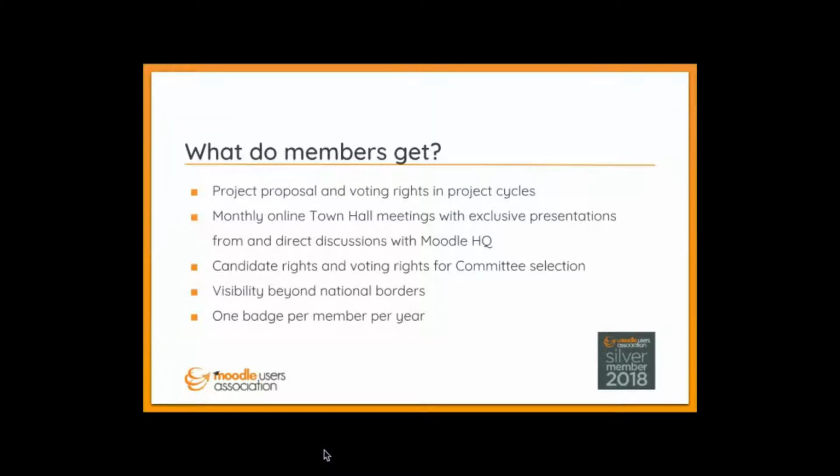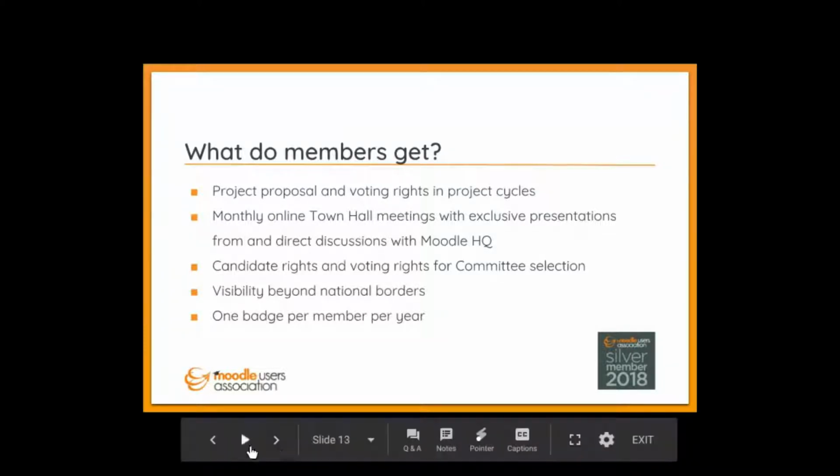You get rights to put yourself forward as a candidate on the committee, and you'll get voting rights also to vote for other candidates on the committee. The committee is renewed once a year. You also get increased visibility beyond national borders. You will be recognized as a member of MUA, and you get a badge, one badge per member per year, like the silver member badge you can see on this slide.